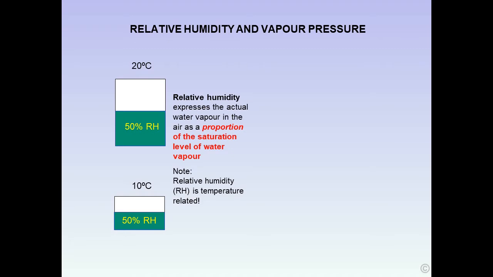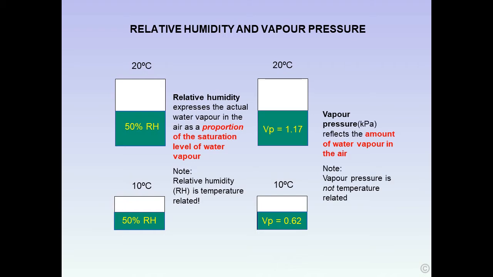If we took the top level of moisture, that in the green at 20 degrees, and put it in the bottom bucket at 10 degrees, then clearly our relative humidity would come to about 100%. In other words, the air would be fully saturated.